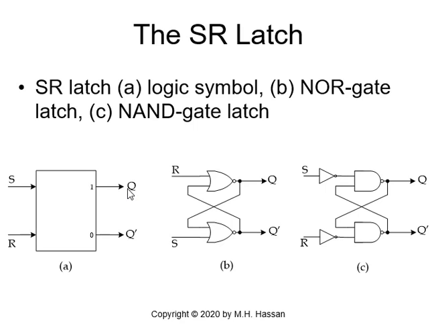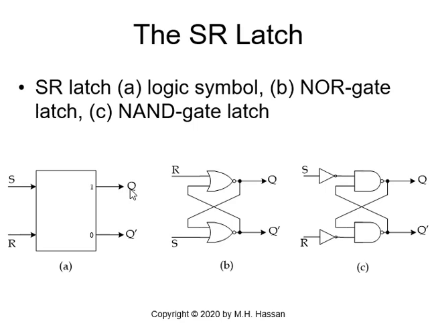So Q we call the present state, before the application of the inputs. But once we apply the inputs S and R, we observe the output Q and we call it Q plus. So it will be the next state. Q prime must be the complement of Q at all times. So if this is Q, Q prime is the complement of Q.